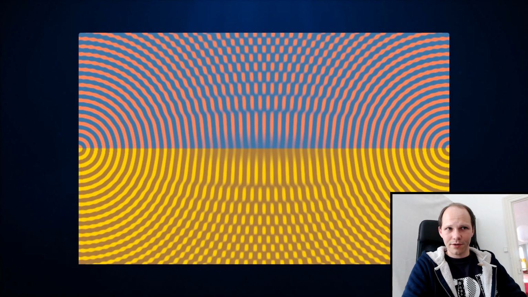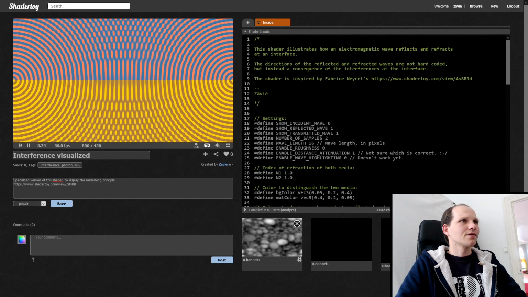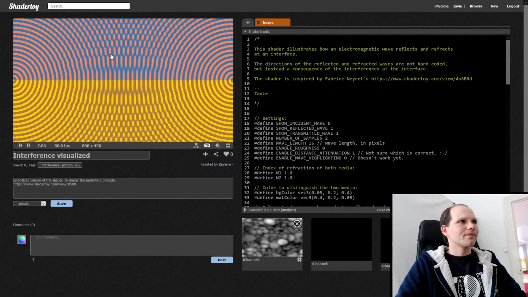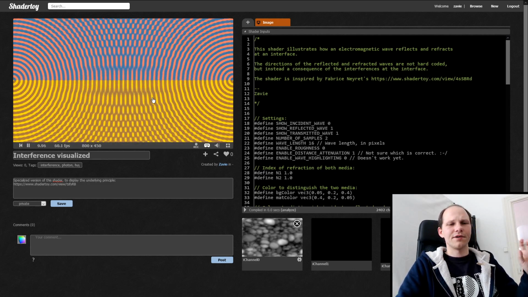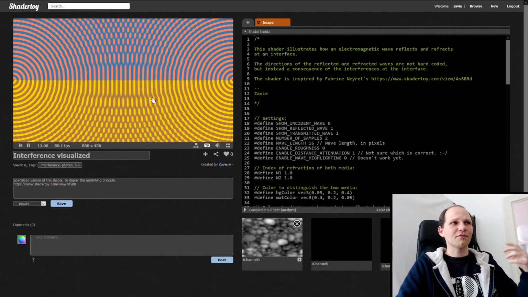Let me show you another shader. I believe you're all familiar with this pattern that we've all seen many times in old school demos. Okay, so yeah, we have two emitters here that are interfering with each other.